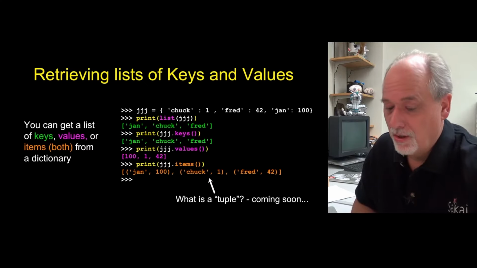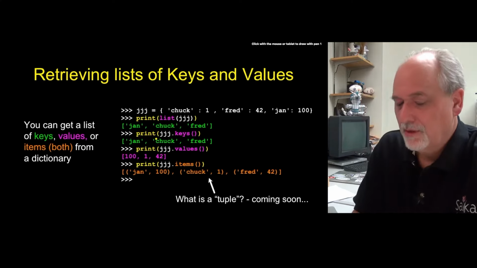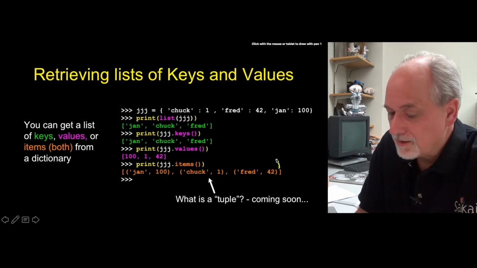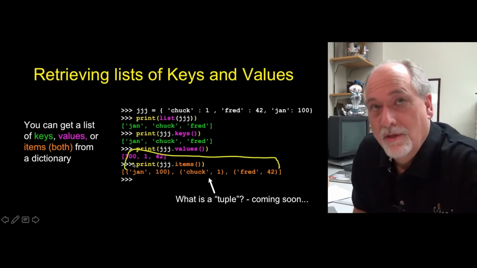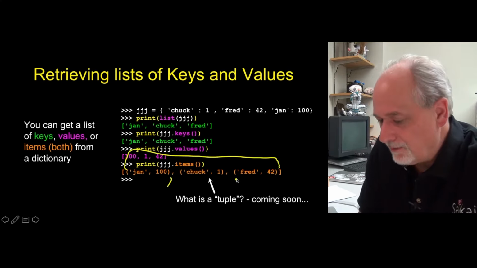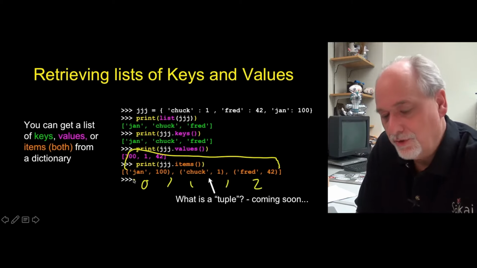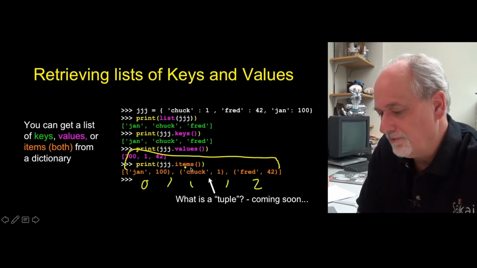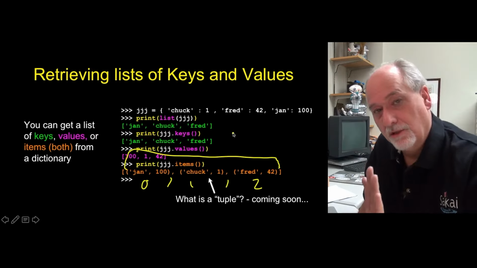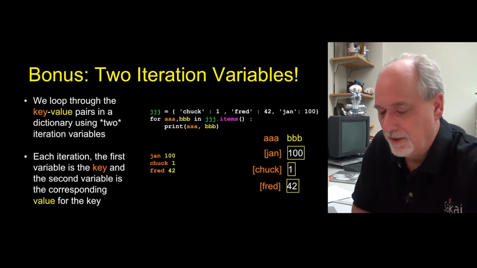And then there is a third thing that we can do, and that is ask for the items. And we can say, give me the items. And that gives us a list. This is our first really kind of composite combined data structure, where it is a list, a 3-item list, 0, 1, 2, and inside that there is what are called two tuples. Jan maps to 100, Chuck maps to 1, Fred maps to 42. Coming up next, we're going to have a whole chapter on that, and so just take a look at that for the moment, and we will come back to that in some detail later.